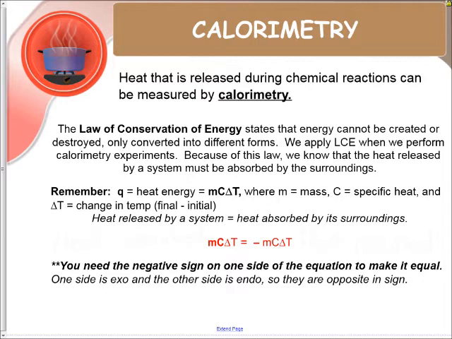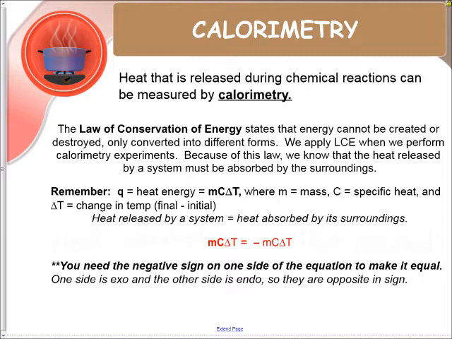So if we remember, Q equals heat energy, and in Q = mcΔT, m equals mass, c equals specific heat, and change in T is ΔT. That's the change in your temperature, final minus initial. That means that our heat released by a system equals our heat absorbed by its surroundings.